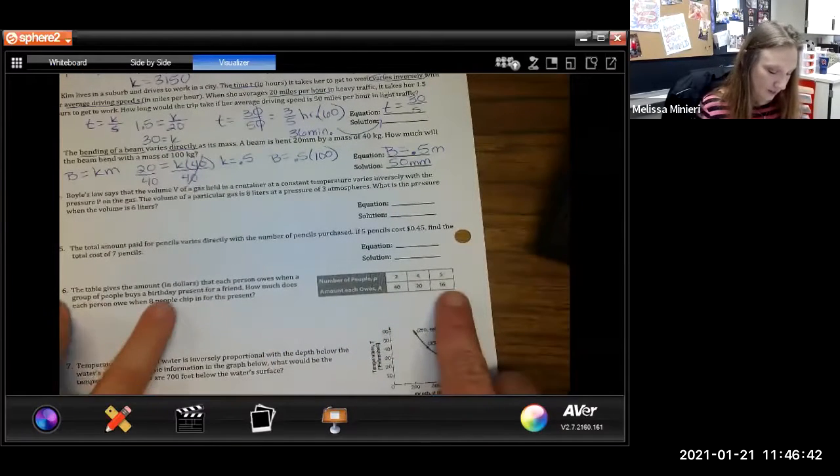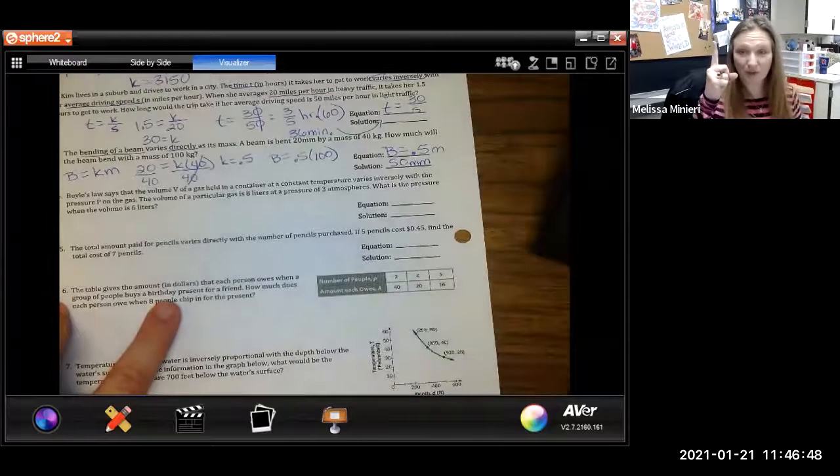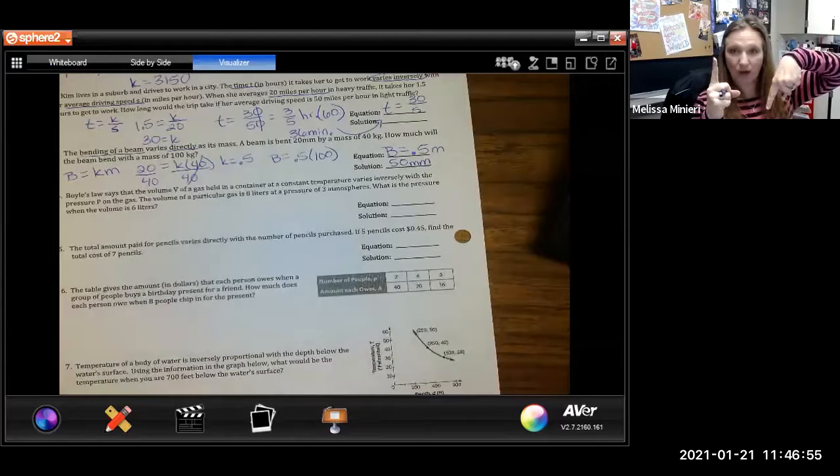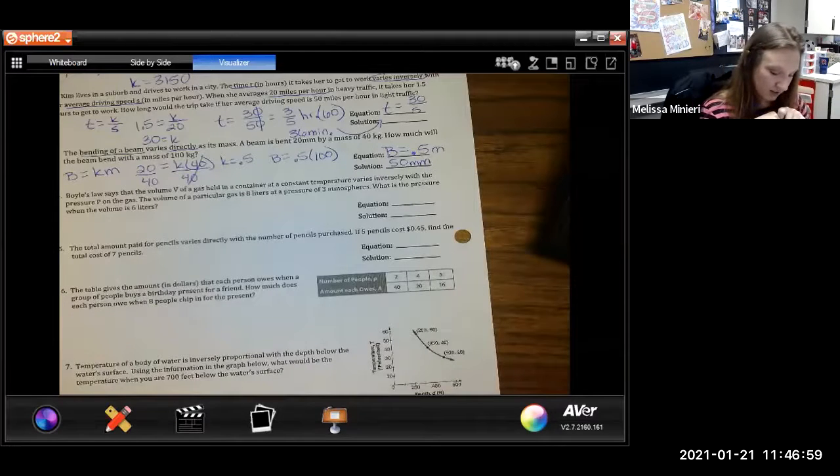This table gives the amount in dollars that each person owes when a group of people buy a birthday present for a friend. So the more people that help buy the present, the less each person will have to contribute, right? This is going to be an inverse relationship. How much does each person owe when 8 people chip in for the present?